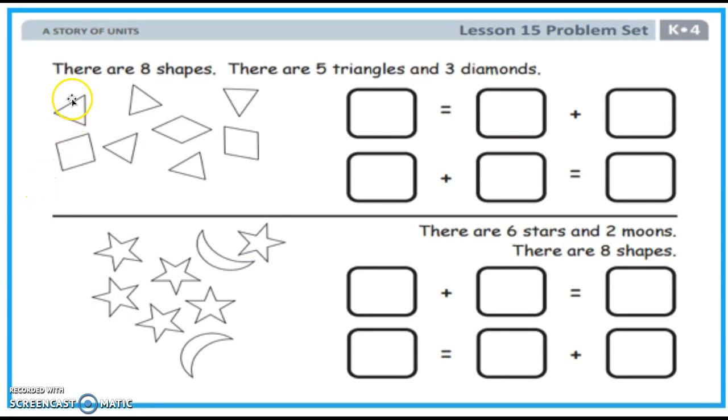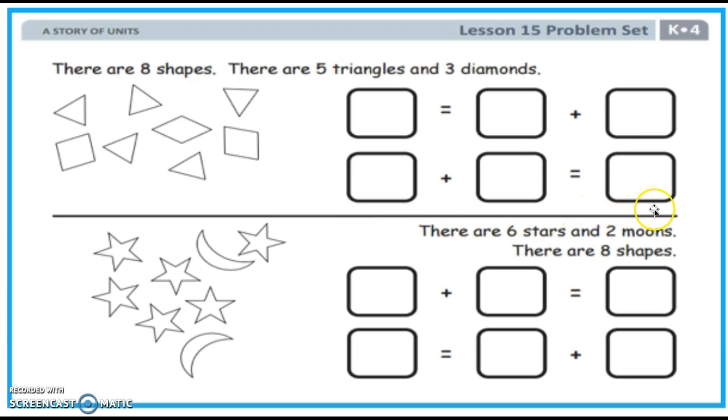For this section, boys and girls, it says there are 8 shapes. There are 5 triangles and 3 diamonds. You're going to write the equation 2 different ways, or the number sentence 2 different ways. For this one, we see the equal sign is right here, right after the first number, so we know that right here is where the whole will go. How many shapes were there all together? Write that number in this spot. Then write one part and the other part. Good job. If you need more time, go ahead and pause the video.